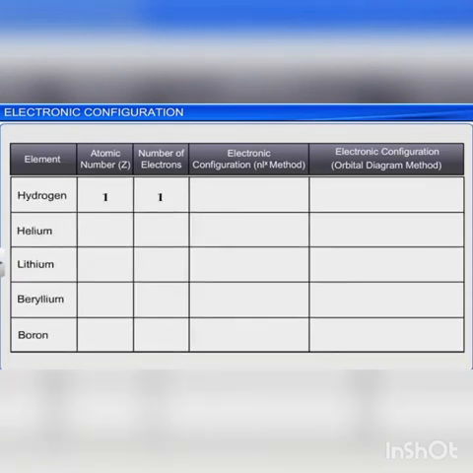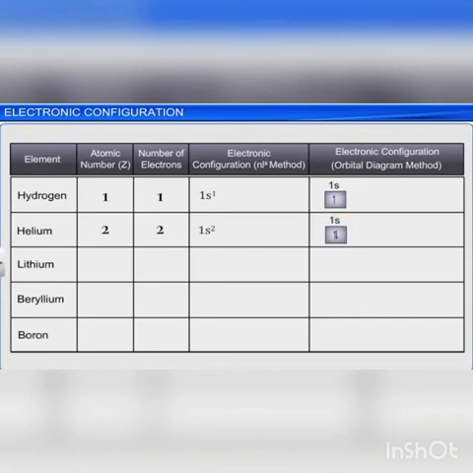Hydrogen has only 1 electron which must be filled in the orbital of lowest energy, that is 1s. Helium has 2 electrons. Both these electrons can be filled into the s orbital. However, according to Pauli's exclusion principle, these 2 electrons should have opposite spins.